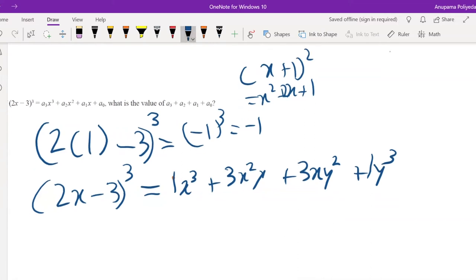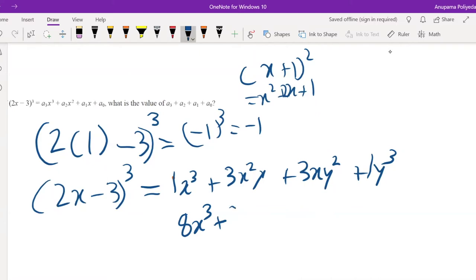But it's not x in this case, it's 2x. So that means that the 2 will be cubed and squared and multiplied. So our coefficients aren't going to be simple 1, 3, 3, and 1. They're going to be 1, 3, 3, and 1 times whatever the cubed and squared numbers are. So can anyone tell me what the first term of our new expansion would be if we plug 2x in? 8x³.